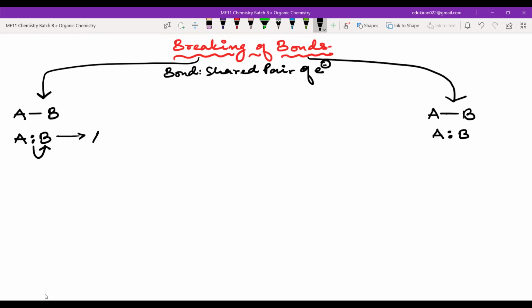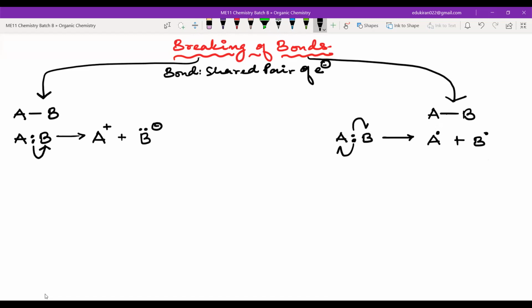and we can say that A, it is losing an electron, that is why A positive, plus B, which is gaining an electron. So we'll write B negative. B will be gaining a negative charge. Similarly, another case that can happen here is one electron moves to B and the other electron moves to A. And what do we get? We get A free radical and B with its own electron.